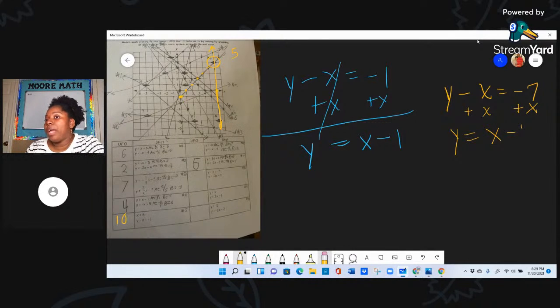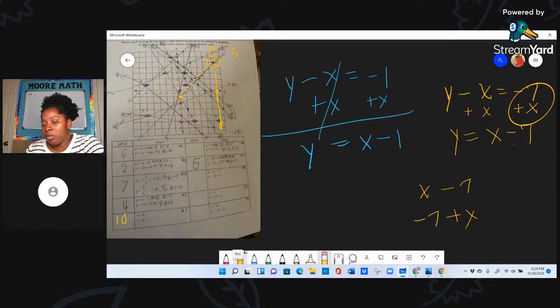Okay. I can't do -7 plus x because they both don't have an x next to it. So I just write it as x plus -7. Okay. So I might write it as -7 minus x. I put the x first mainly because we're looking for y equals mx plus b. Okay. But these aren't like terms. So we just leave it alone and put x minus 7. Okay. So again, it could be x minus 7 or -7 plus x. Both of those are the same thing. Okay. Does that make sense?